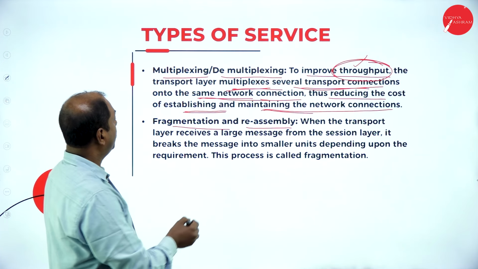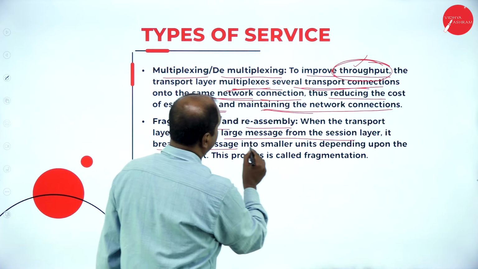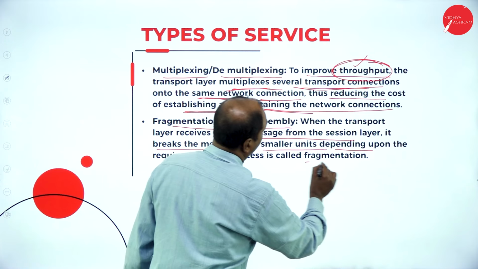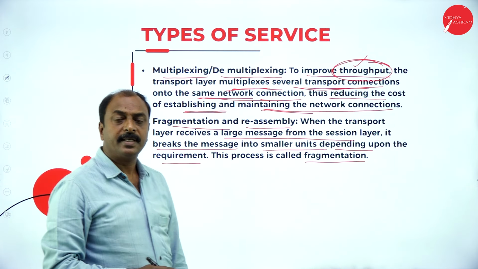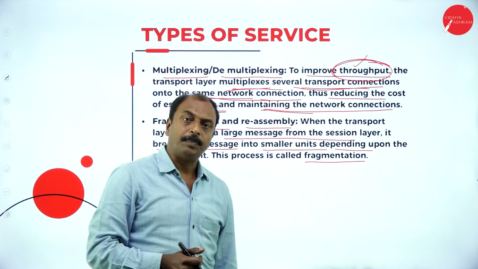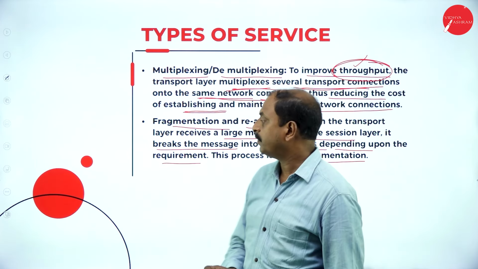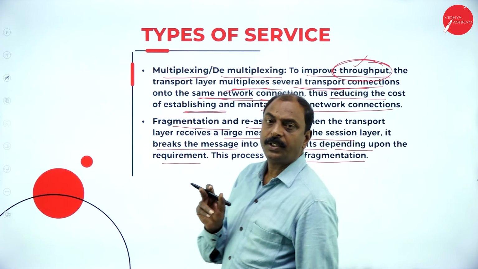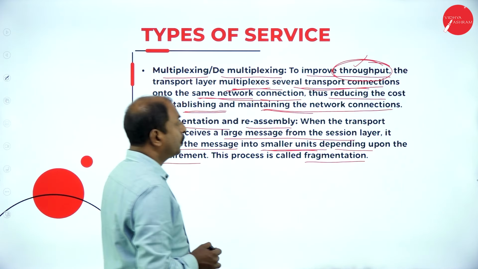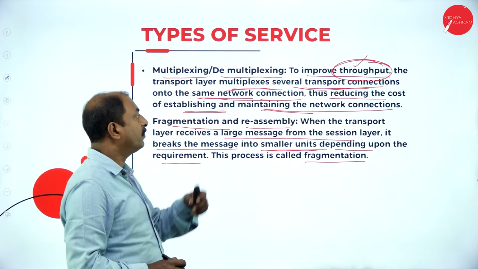When the transport layer receives a large message from the session layer, it breaks the message into smaller units depending upon the requirement. This is called fragmentation. The entire data sent from the host is passed down from the application layer to the transport layer, and once it has been received from the session layer, all the data is broken down into a number of smaller units to form fragments or frames. This is the concept of fragmentation.